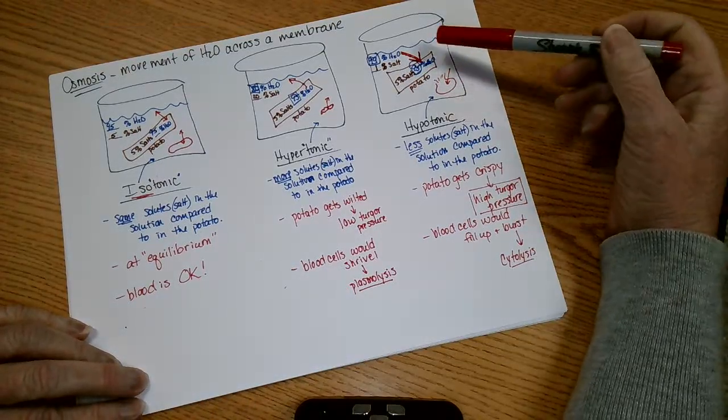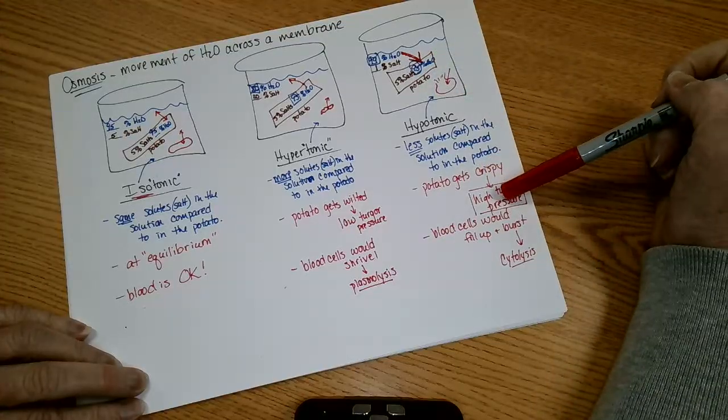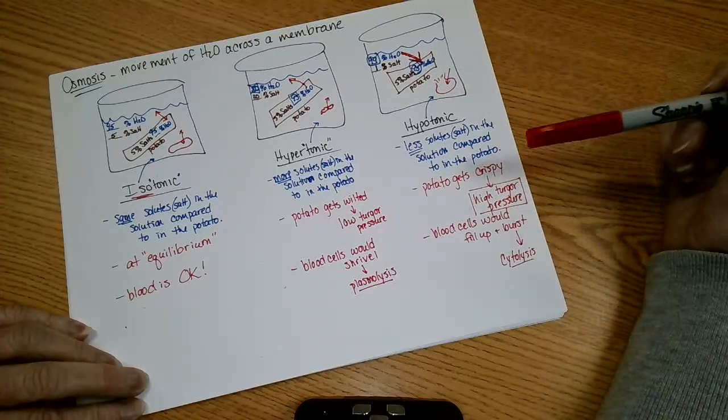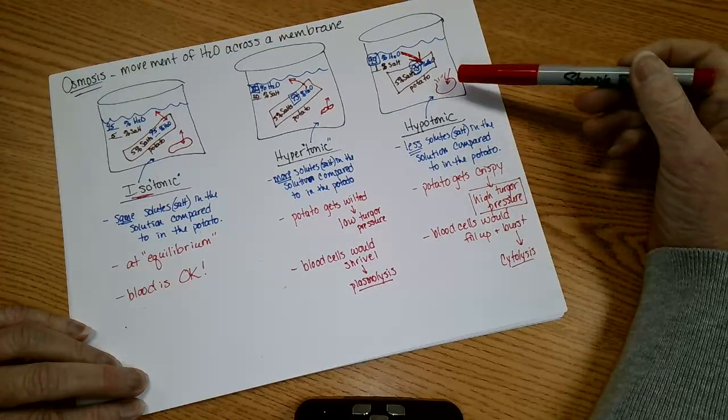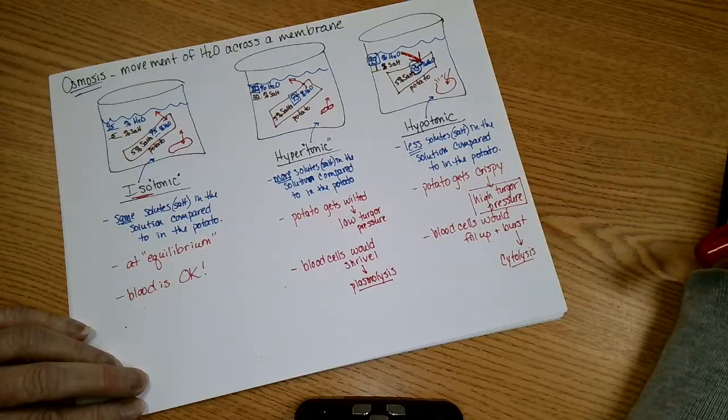But hypotonic, high turgor pressure. Plants like that and they won't burst. They'll just get crispy with high turgor pressure, because they have a cell wall that will keep them from bursting. But animal cells, if they fill up with water, they could burst and that could be very deadly.